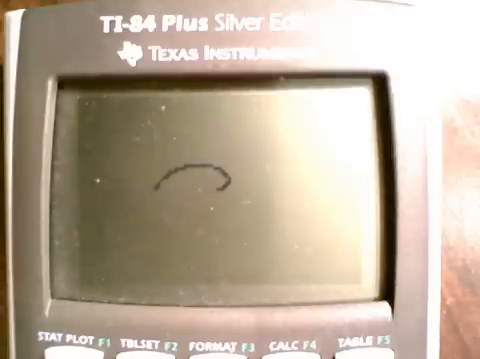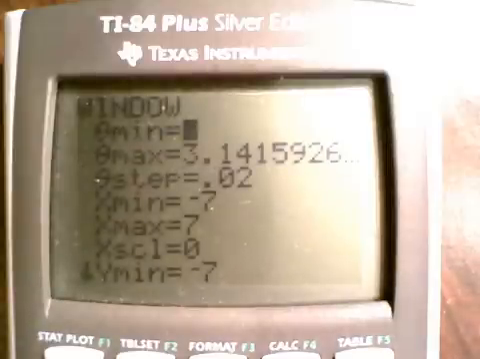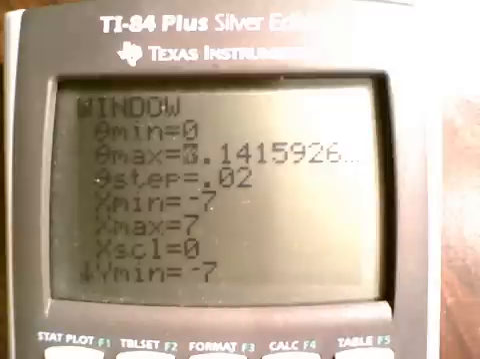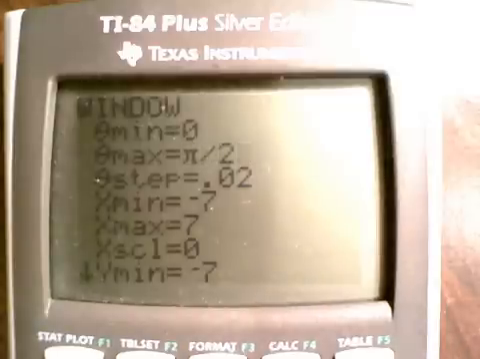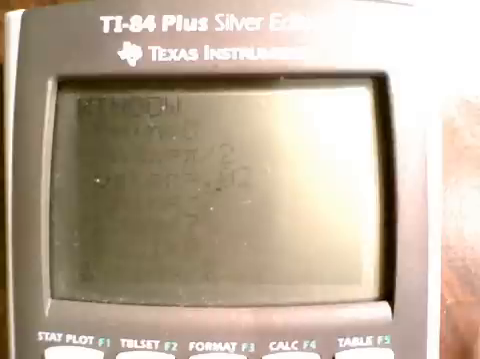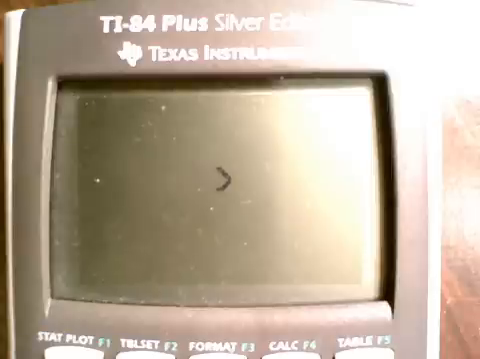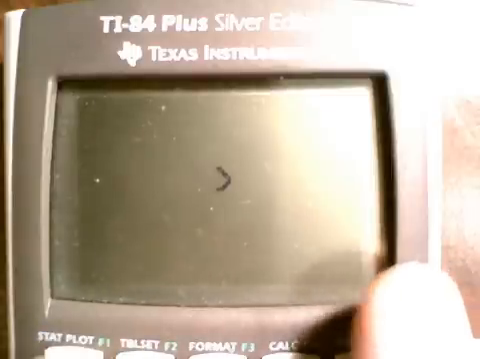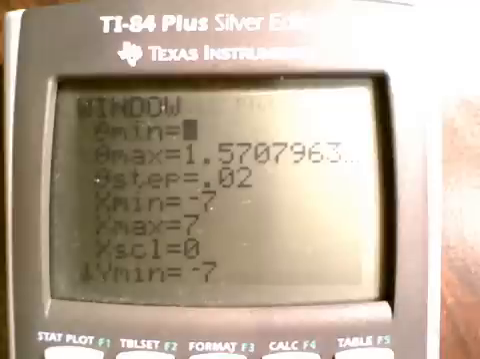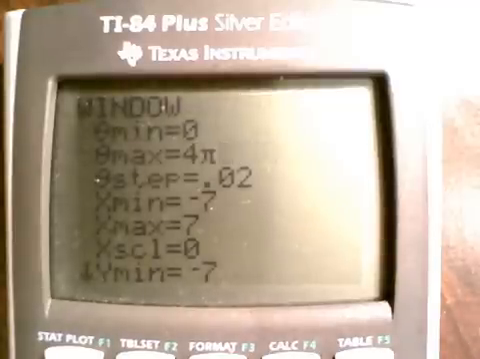Okay, well, what do you think it would look like if we went from 0 to pi over 2? So we're doing a little experimenting here, and see if you can estimate what the graph would look like from 0 to pi over 2. It looks like that. Okay, and then instead of going from 0 to pi over 2, let's go from 0 to 4 pi. So if you can estimate what that would look like.